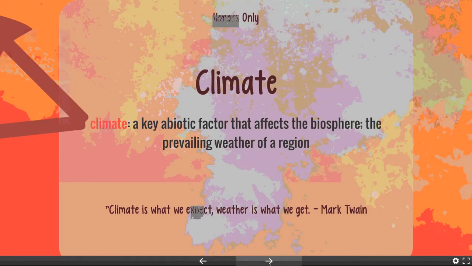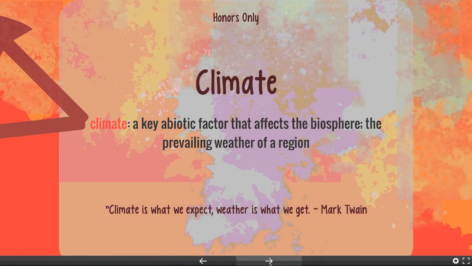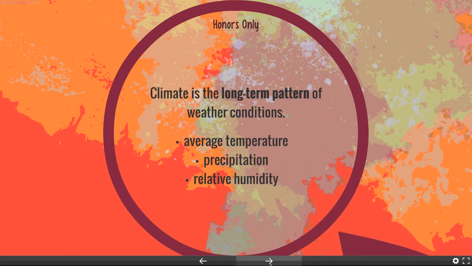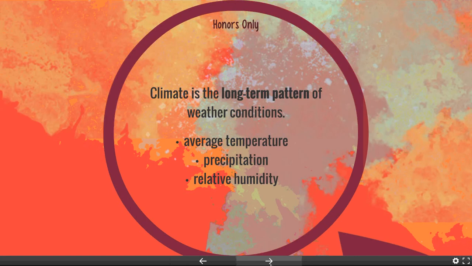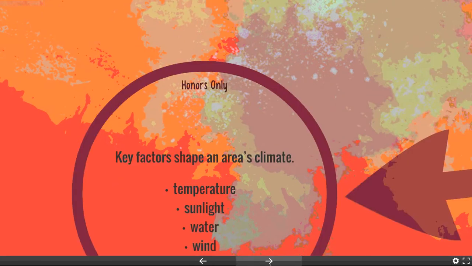All right, so again, this is an honors only target, so Gen Bio, you can kind of space out for a few moments. We're going to talk about climate. Climate's a key abiotic factor that affects the biosphere. So it's a non-living factor that has an impact on the biosphere. Climate is a long-term pattern of weather conditions. So it's your average temperature, your average precipitation, and your relative humidity. It is not your day-to-day. This is long-term patterns.